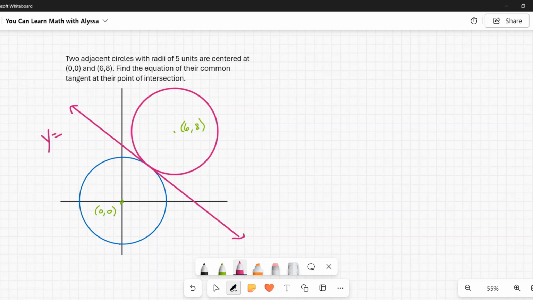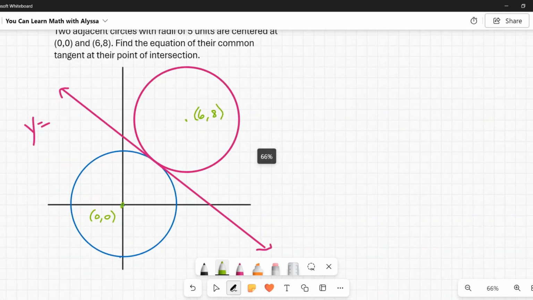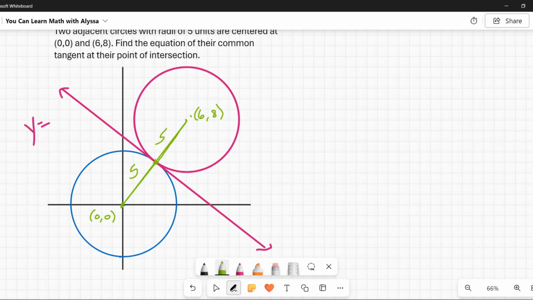First thing I would do is look at these two circles and say they each have a radius of 5. So from the center to that point of tangency, I have that right there, and from the other center to the point of tangency. And that is actually forming a straight line, all the way through. Those lines connect. A line segment, in this case, we want to be accurate, because it doesn't go on forever. It is 5 and 5, total length of 10.